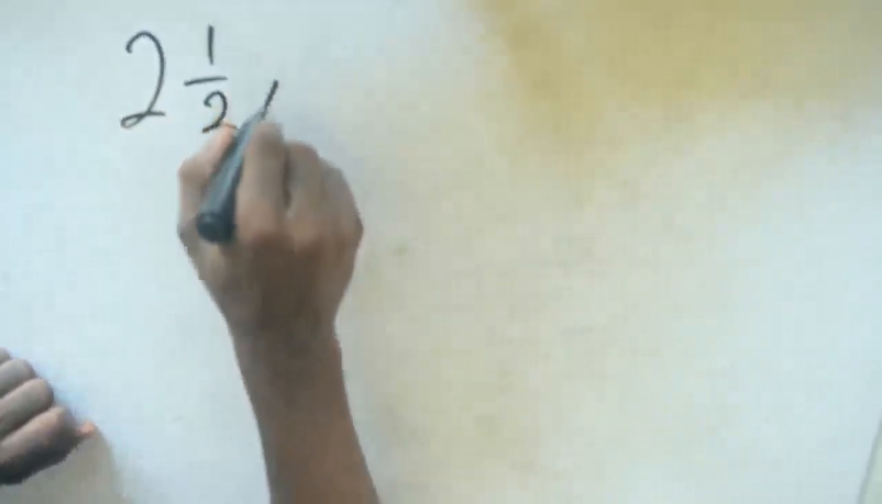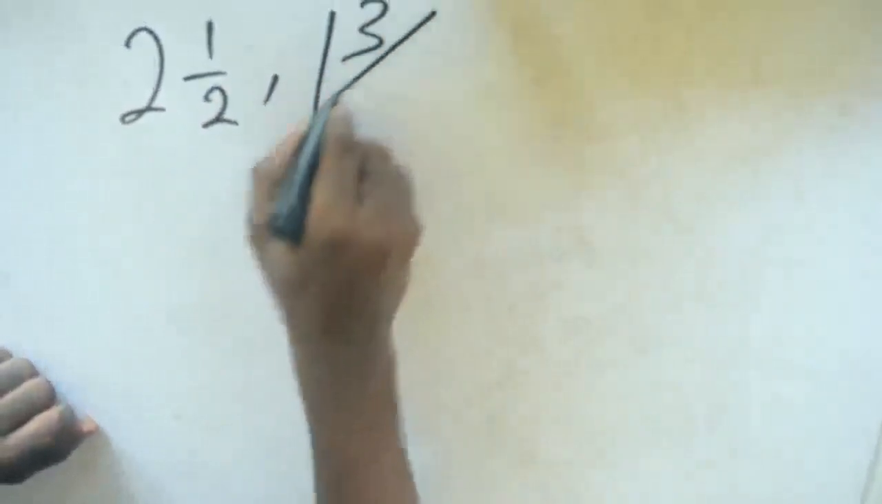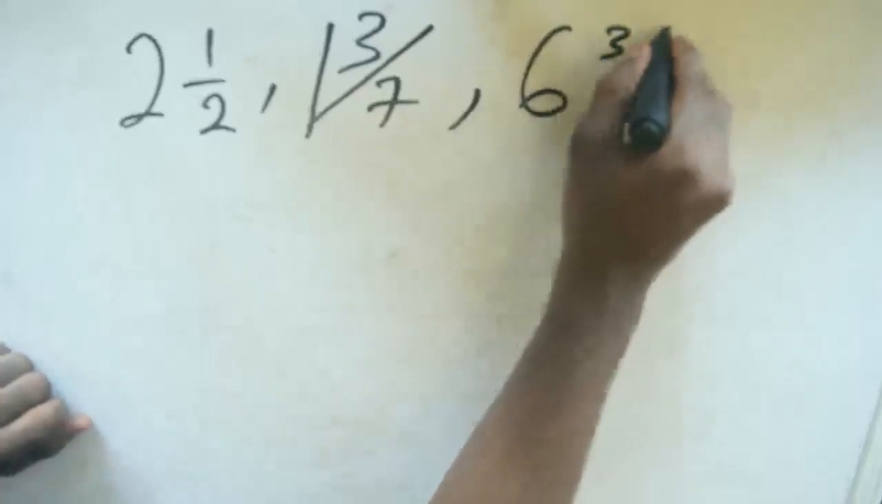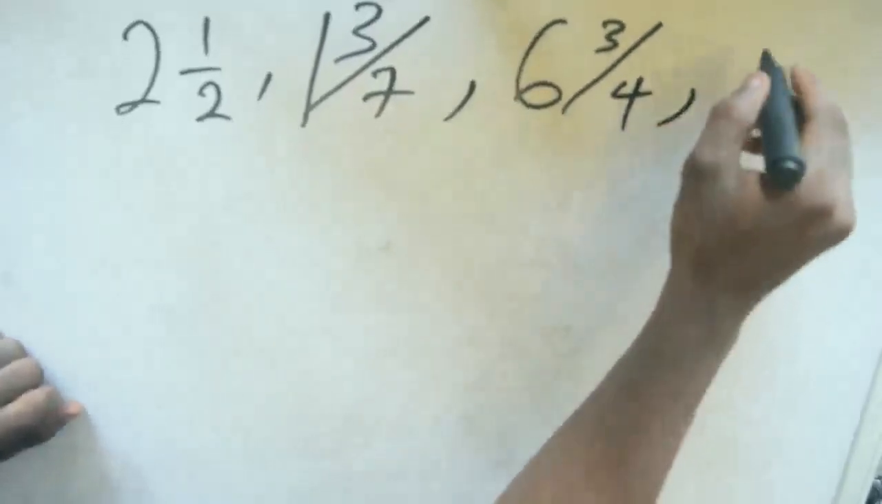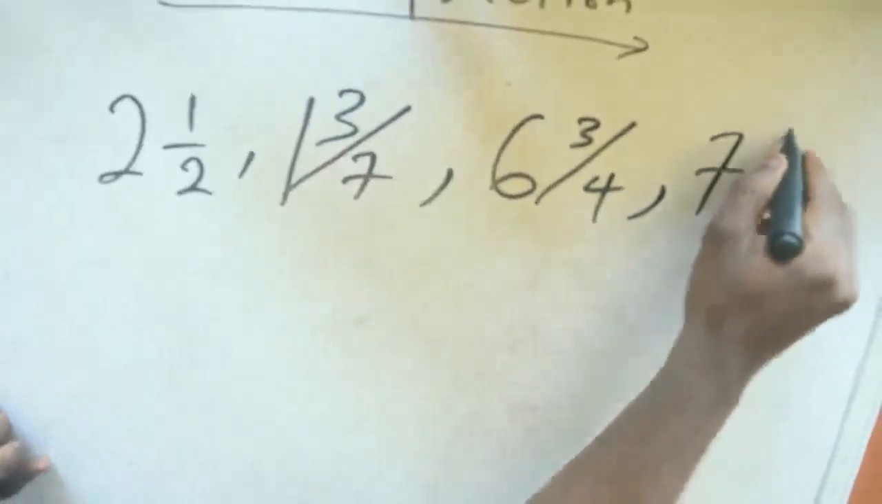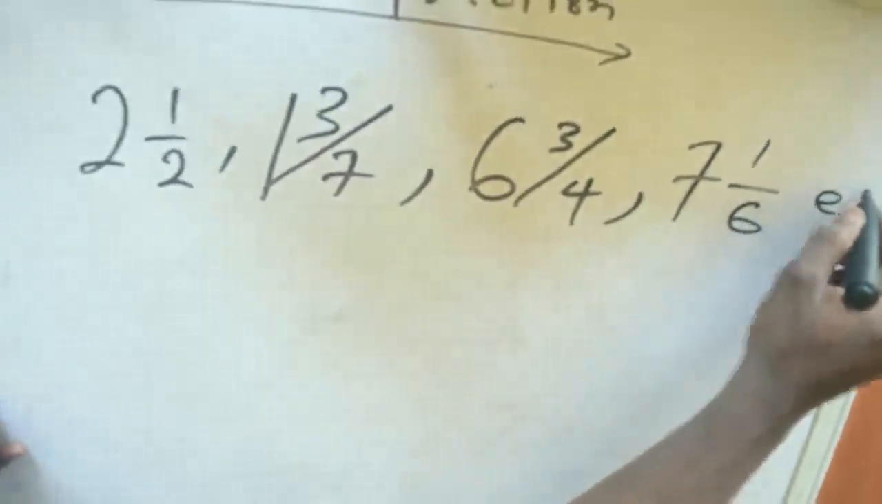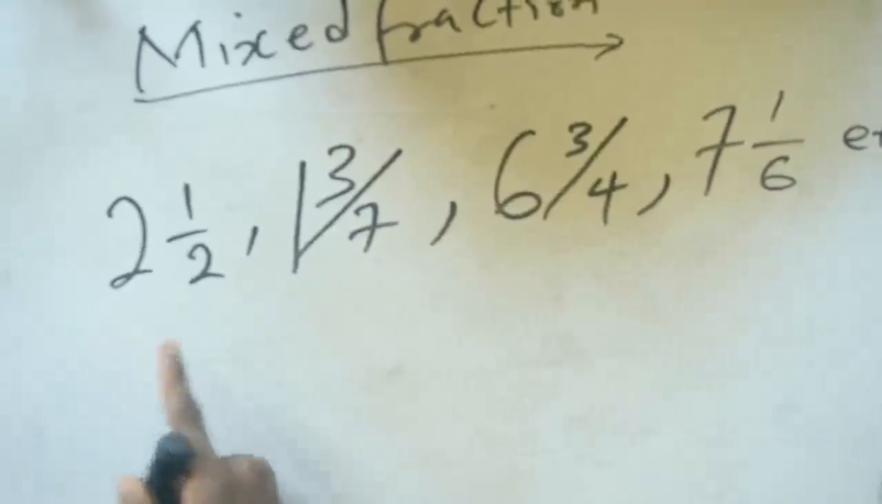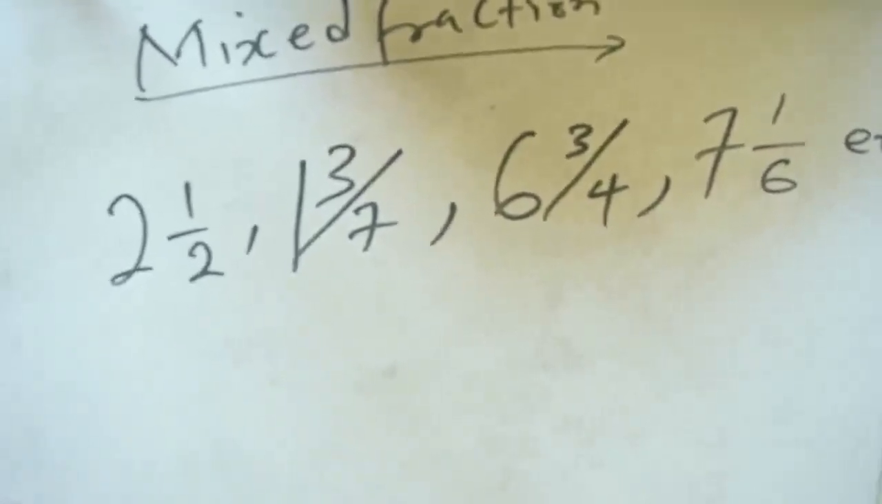You have 2 whole number 1/2. You also have 1 whole number 3/7. We have 6 whole number 3/4. We have 7 whole number 1/6, etc. So when you check very well, you see a whole number and you also see a proper fractional part.